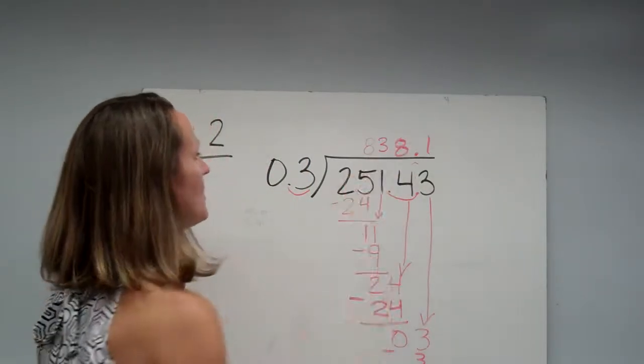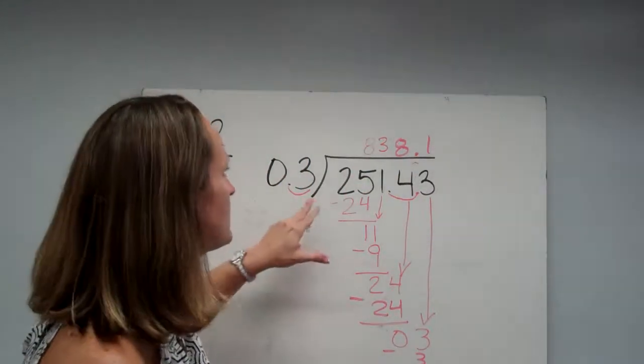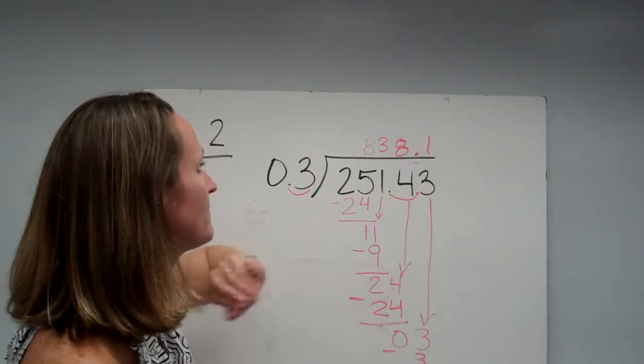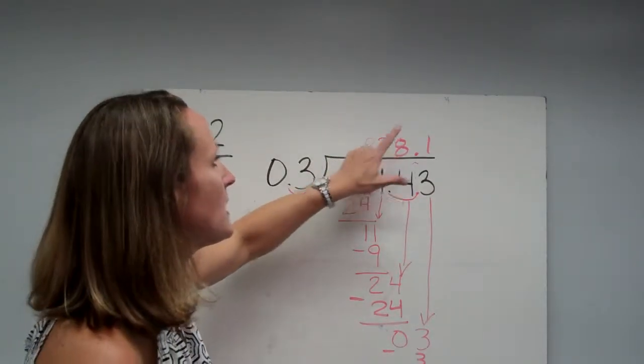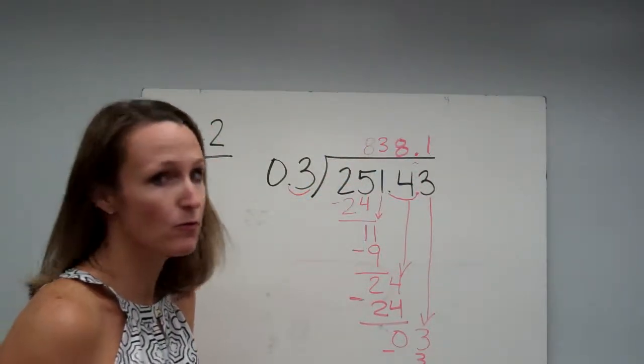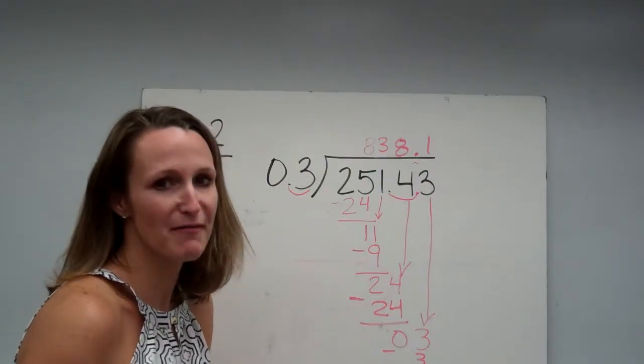So I find out that 0.3 goes into 251.43, 838.1 times. Now you have one more example in your notes. Please do that for class tomorrow.